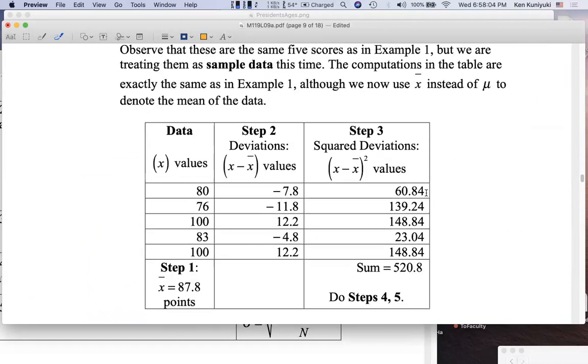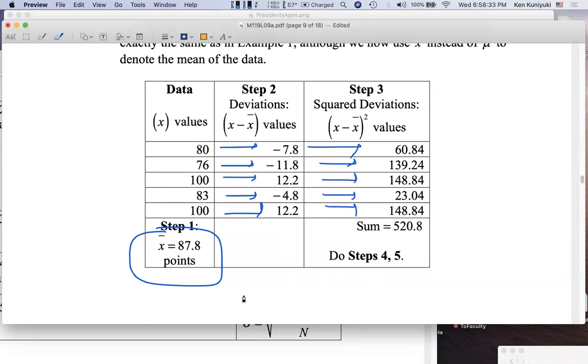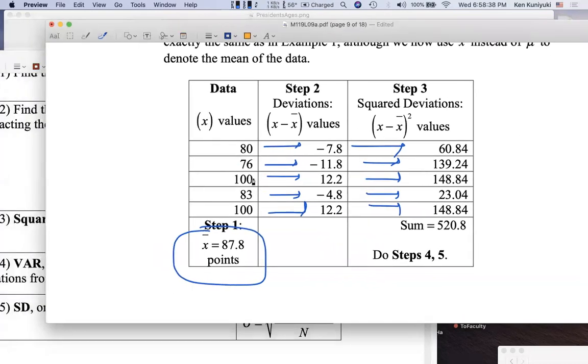Now, the calculations are very similar. We have these 5 x values. The sample mean is obtained by adding the 5 scores and dividing by 5, 87.8 points. Again, these are the same 5 numbers as before for population data. We subtract off the sample mean, but again, we're dealing with the same numbers here. We get the same deviations, and they still add up to 0. We square these deviations, and we get the same values over here. So everything in these 3 columns is exactly like what we saw for the population data set, except we're using different notations. We're using x bar instead of mu.